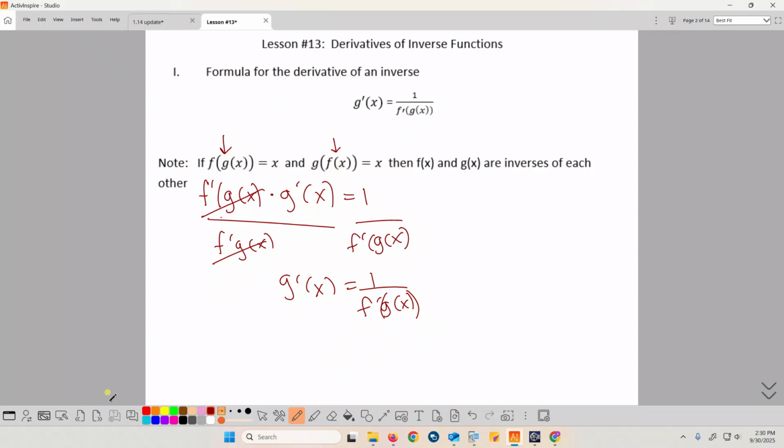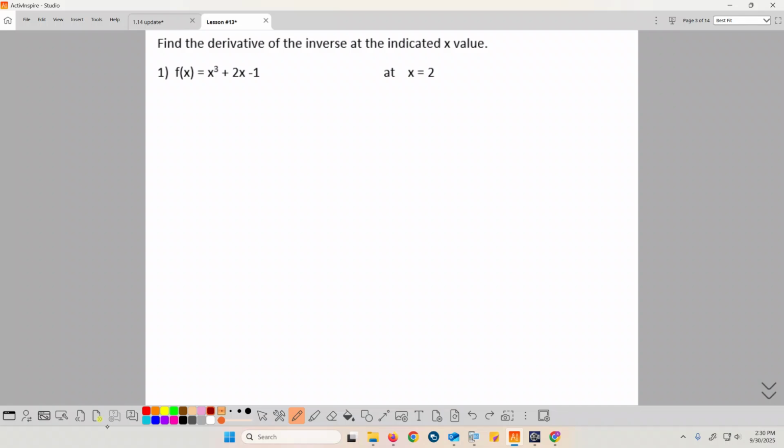All right, so if you see these questions on the AP exam, they tend to not be calculator active, so we're going to try to get through most of these without the calculator. All right, so let's start doing some of these examples. Find the derivative of the inverse at the indicated x value.